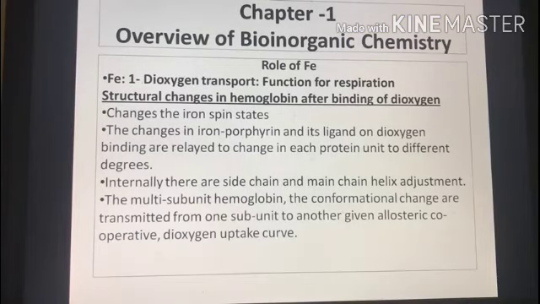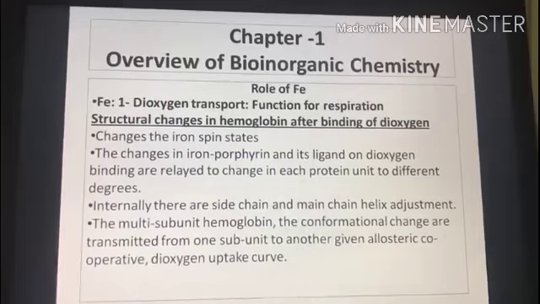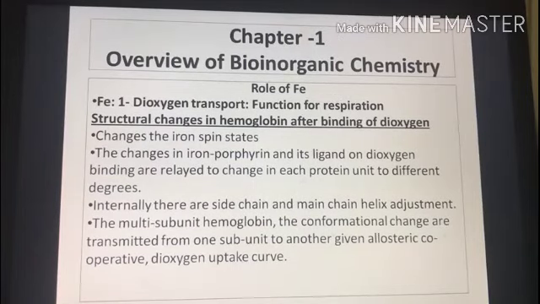The next part is the structural changes in hemoglobin after binding of dioxygen. When there is a binding of dioxygen, it changes the iron spin states. The changes in iron porphyrin and its ligand on dioxygen binding are related to change in each protein unit to different degrees. Internally, there are side chain and main chain helix adjustments also. In the multi-subunit hemoglobin, the conformational changes are transmitted from one subunit to another one.